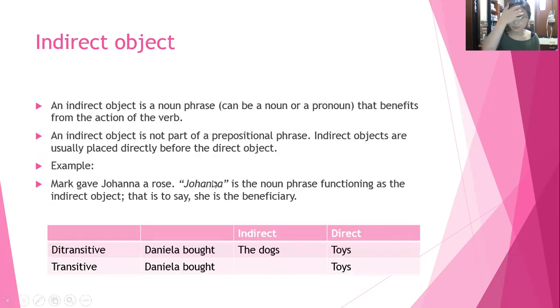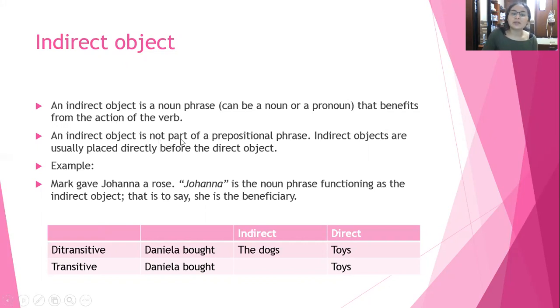Well, indirect object. For teaching indirect object, we need to teach the meaning, when we use it, and some examples too. An indirect object is a noun phrase, which can be a noun or pronoun, that benefits from the action of the verb.